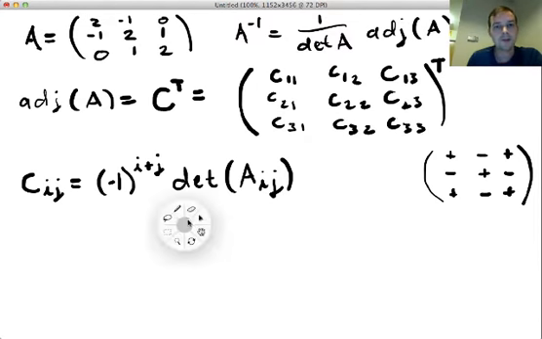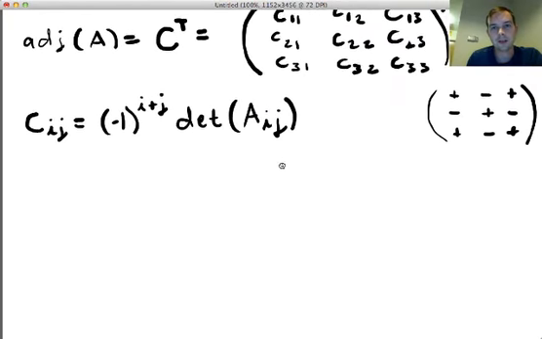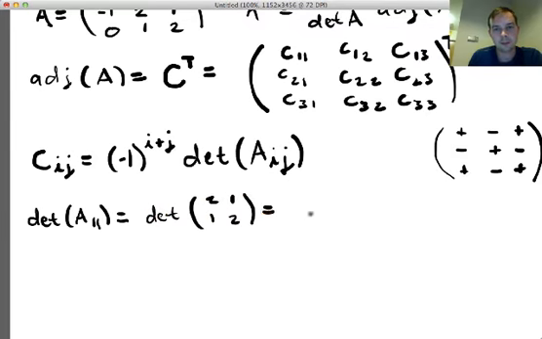So let's go ahead and compute all of those minors. But notice that there are a lot of minors to compute. There are exactly 9 minors, and so 9 cofactors that I ultimately have to compute. So let's do it. What's the determinant of A11? Well, I take out the first row and the first column, so this is the determinant of 2, 1, 1, 2. We've seen this before. It's exactly 2 times 2 minus 1 times 1, which is 3.